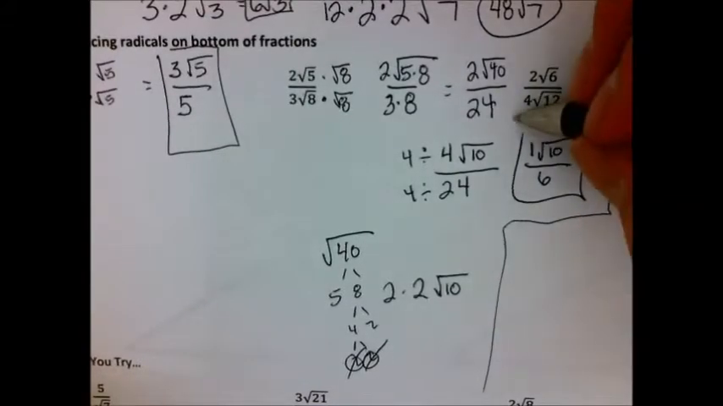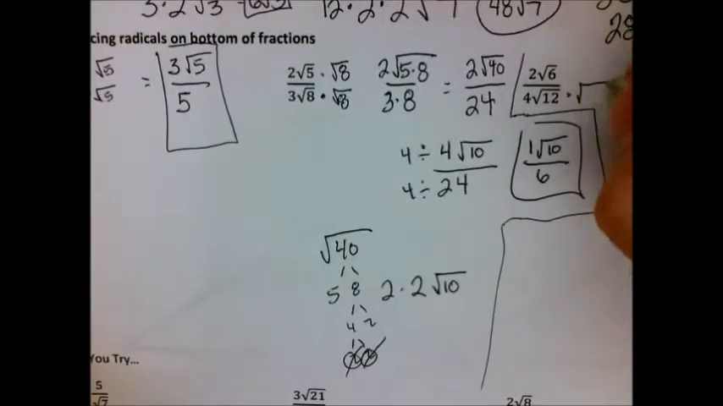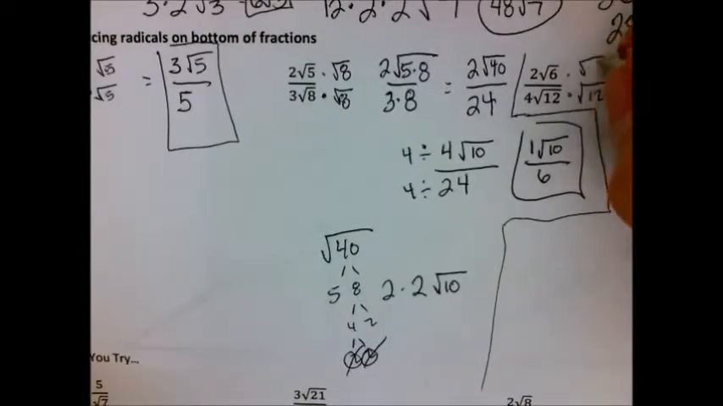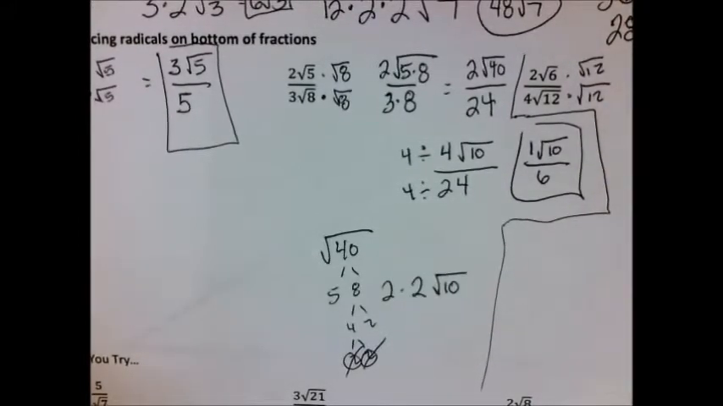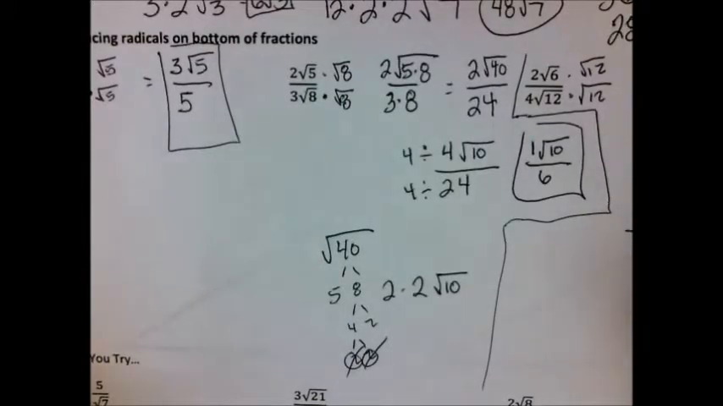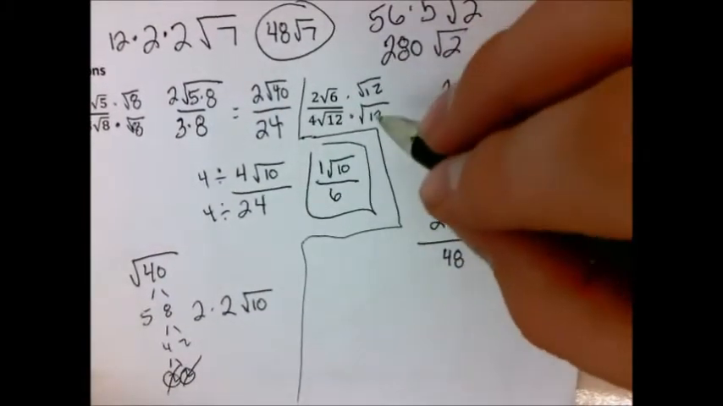Do the next one. So this bottom, we're going to get rid of that. So we have to multiply top and bottom by square root of 12. So this becomes 2 square root of 6 times 12 all over 4 times 12. That gives us 2 square root 72 all over 48. We need to break down the, oh, my bad. So we multiplied both the bottom and top by square root of 12.